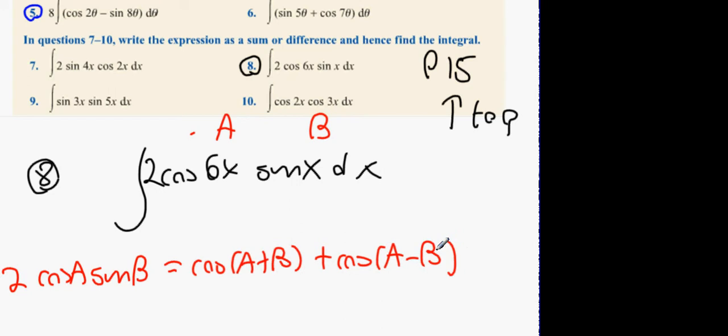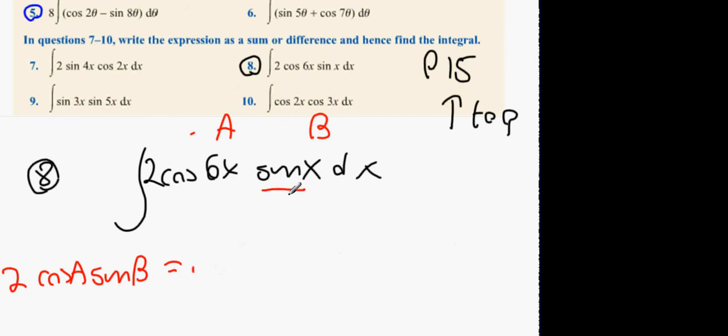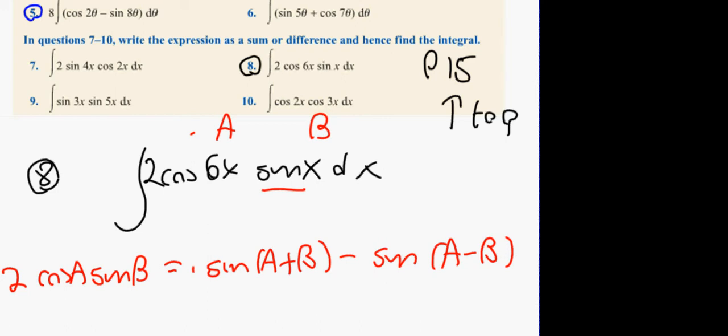No, sine, it's the last one. Sine A plus B minus sine. Oh, sorry, I'm wrong. Sorry, excuse me. Sorry, the second one was a sine. So it's cos followed by a sine. Excuse me. So it's actually sine A plus B minus sine A minus B. Now guys, what happens here is you're going to change around. A is 6x, so it's going to be 6x plus x, and this one here is going to be 6x minus x. What does it turn into?